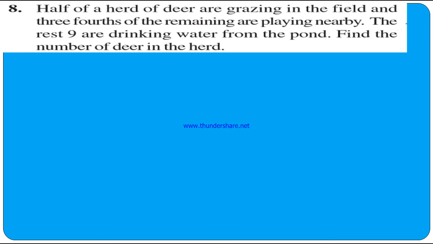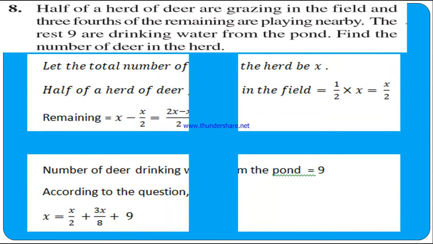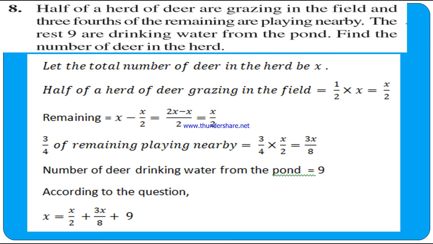So here, let's take the total number of deer to be x. We don't know what that is. Even half of a herd of deer only is given. So let's take the herd itself to be x. Let the total number of deer in the herd be x.